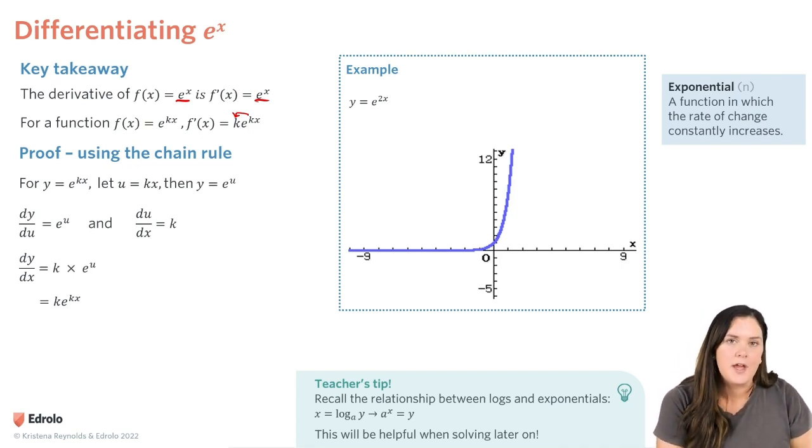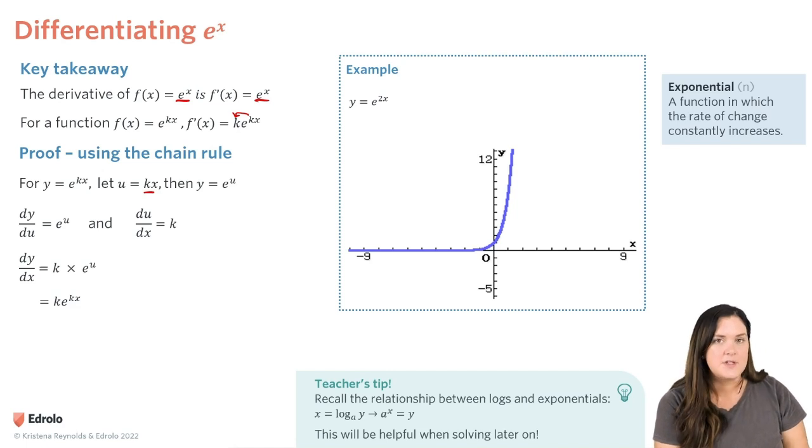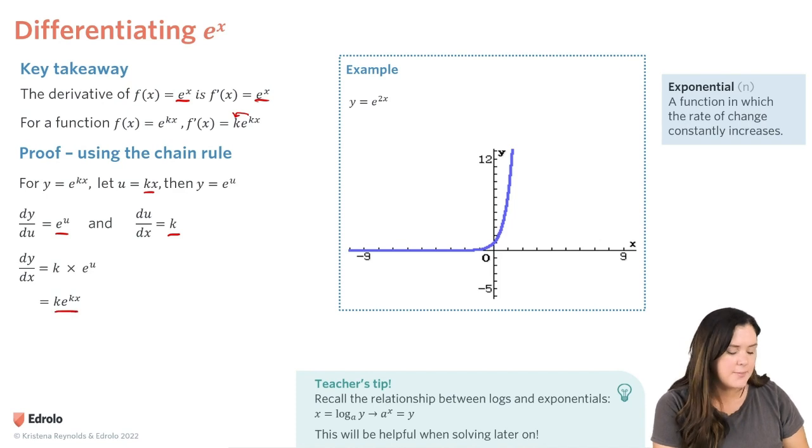So if we've got y equals e to the power of kx, what we're going to do is let u equal kx, and then we have y equals e to the power of u instead. So again, using the chain rule, we differentiate them separately. So when we differentiate e to the power of u, we get the same thing. And when we differentiate u equals kx, we just get k for the derivative. Now the next step is to multiply those together. So we're multiplying e to the u times k. So we get k times e to the power of u, replacing u with kx. So we end up getting ke to the power of kx.